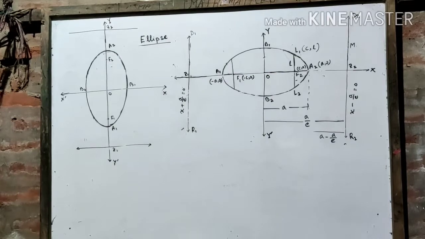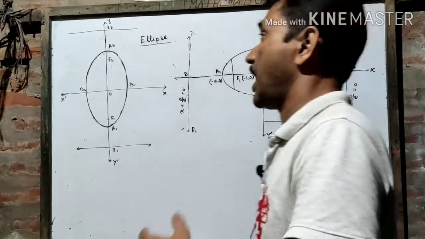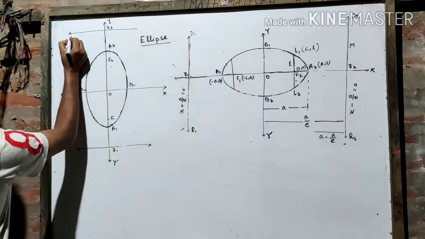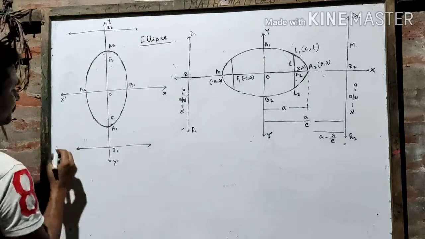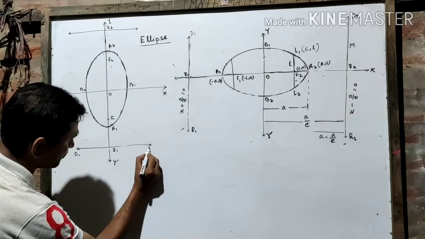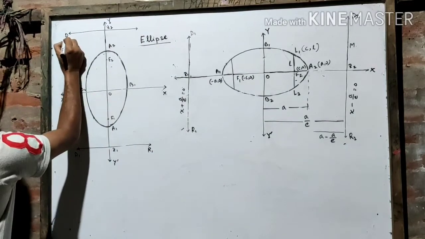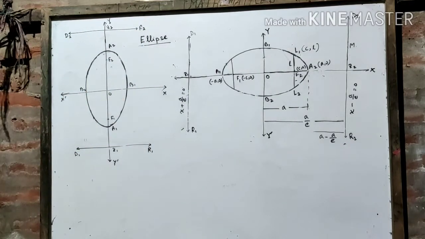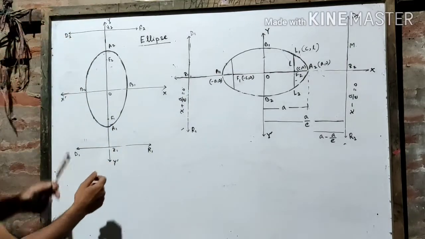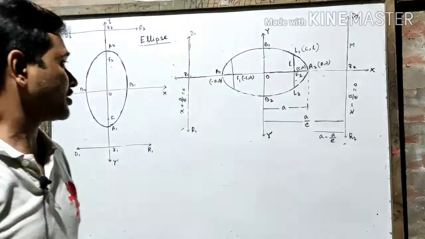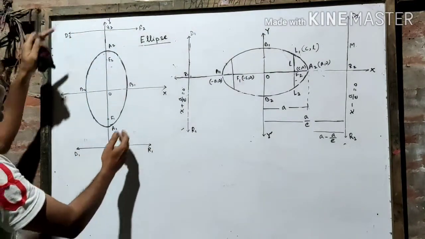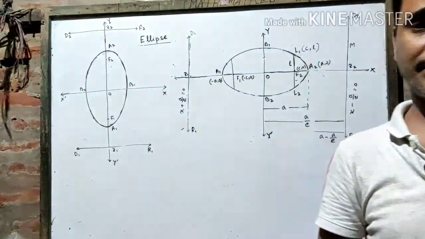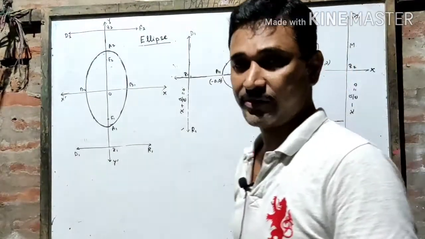Now the question is, can you have an ellipse like this, whose major axis is y axis and minor axis is x axis? That means it is stretched along y axis and flattened along x axis. Can we have an ellipse like this? Of course, why not? We may have an ellipse like this.